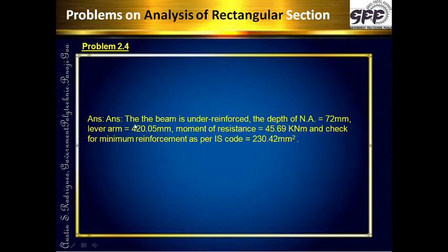So the final answer: the beam is under-reinforced. The depth of the neutral axis is 72 mm. Lever arm is 420.05 mm. The moment of resistance is 45.69 kilonewton meter. The check for minimum reinforcement as per IS code is 230.42 mm square, and in this case we find that it is satisfactory. So this is the way we solve the problem, finding the different parameters, and finally we give the answer.